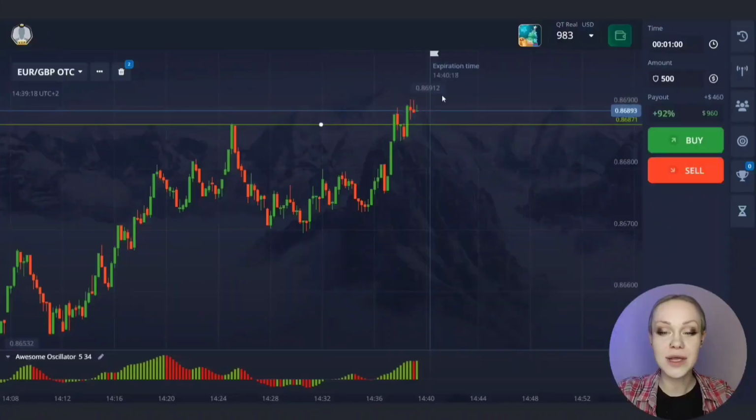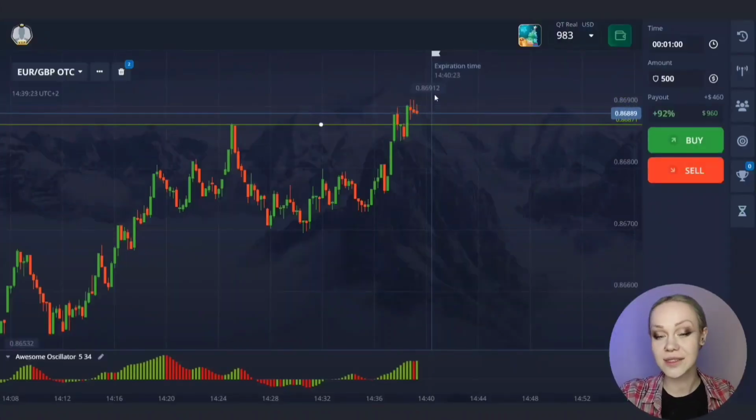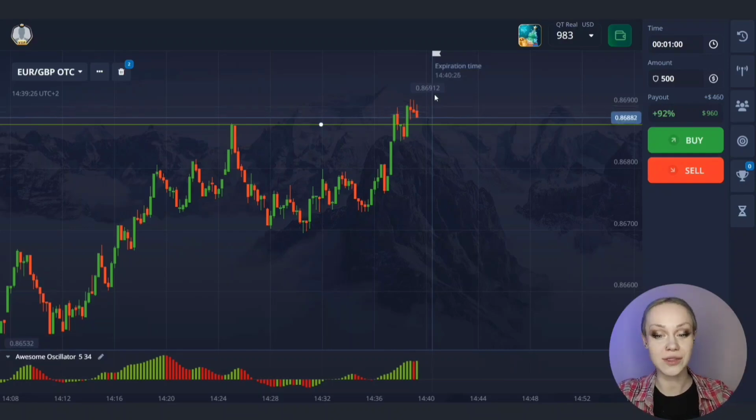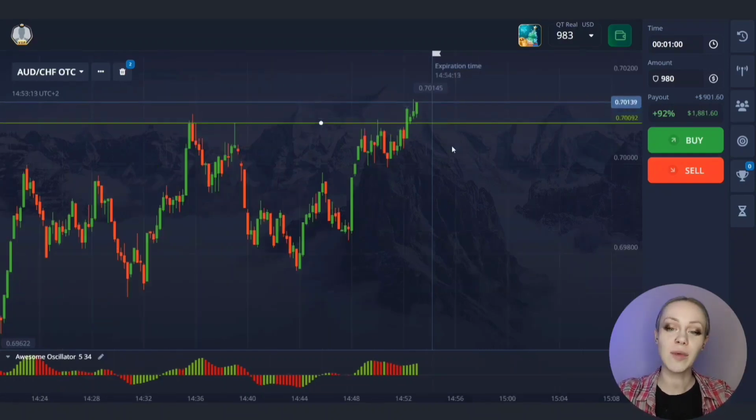Let's continue. The price continued to move up and we make a profit. We managed to make money on this movement. The indicator turned out to be right and gave us a good entry point. So let's continue trading.